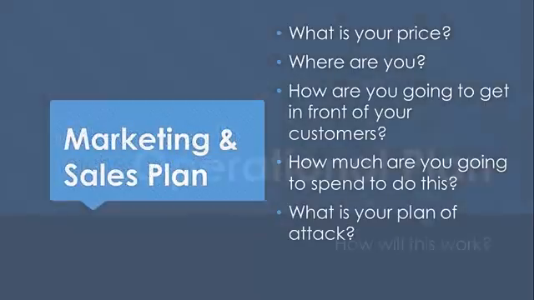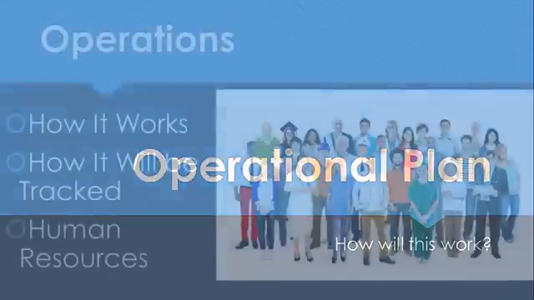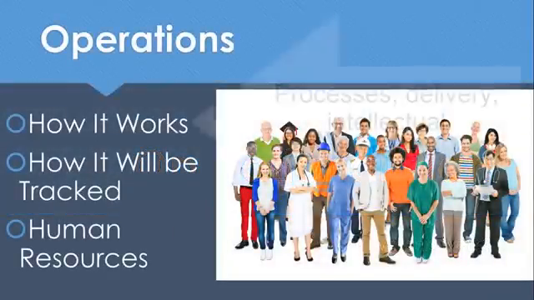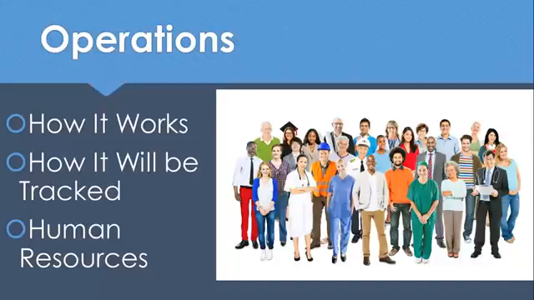Operational plan. How will this work? How it works. This is where you can speak about process, how you deliver, and any intellectual property you might have. How will it be tracked? You need to track to make sure that things are getting done.